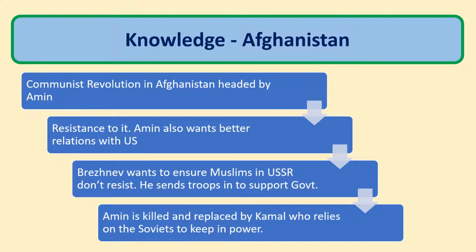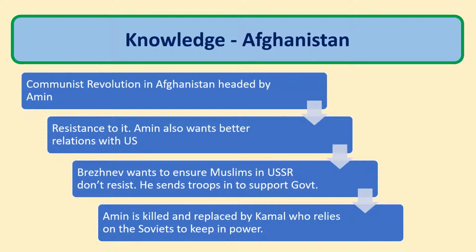Now, this posed a problem for Brezhnev. Brezhnev had a couple of issues here. He wanted to ensure that Muslims within the Soviet Union didn't resist. He was very concerned about fundamentalism. He was also concerned about Amin's desires for getting US assistance. So, using a treaty that had been made in the past, he sent Soviet troops in to support the government.